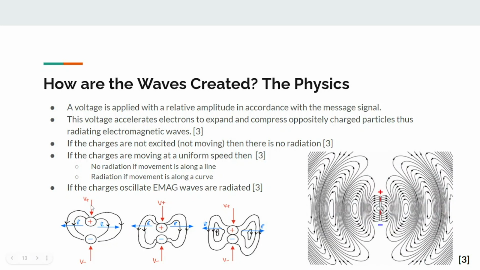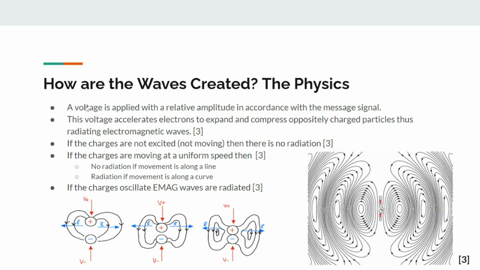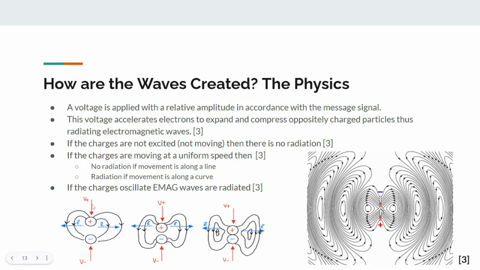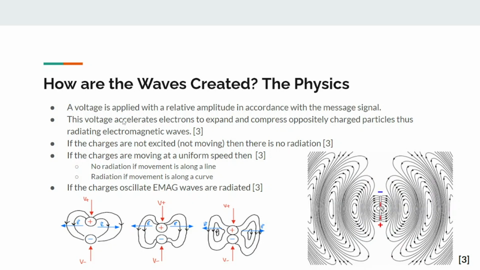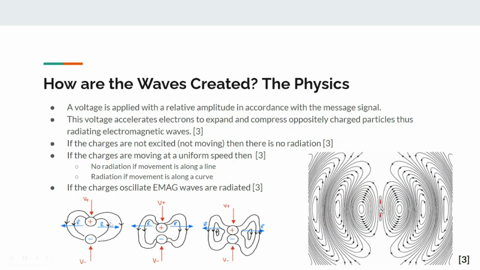Essentially, it's just similar to a dipole. So you apply a voltage, and that voltage is going to change in accordance with the message signal that you're trying to transmit through the air. This voltage accelerates electrons to expand and compress, as shown in the first diagram.